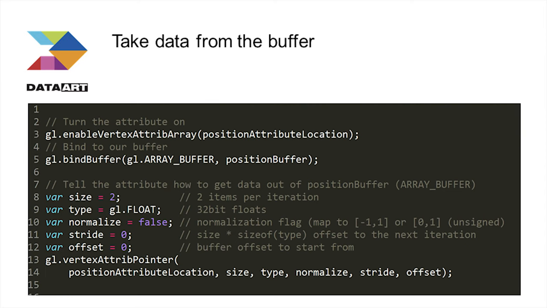The last thing we need to do is to take data from our buffer. So we need to tell WebGL how to read from our buffer. We're going to read from the buffer into our attribute, the location of which we previously looked up. Then we bind to a buffer and we tell that in our buffer we have a size of two items per iteration, which is actually X and Y. The type of data is GL float, and we don't need to normalize the data because it is already normalized in clip space from -1 to 1. So the stride and offset for our simple example stay 0 because we have compact, already packed data in our array, and we're starting from the very beginning.